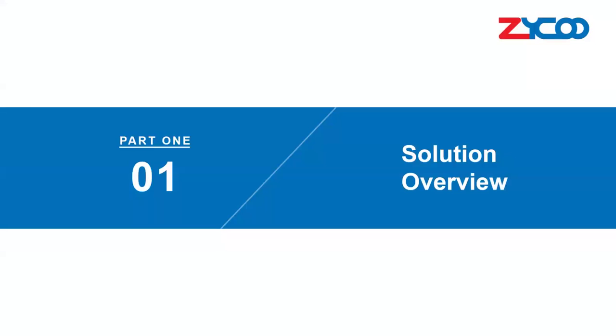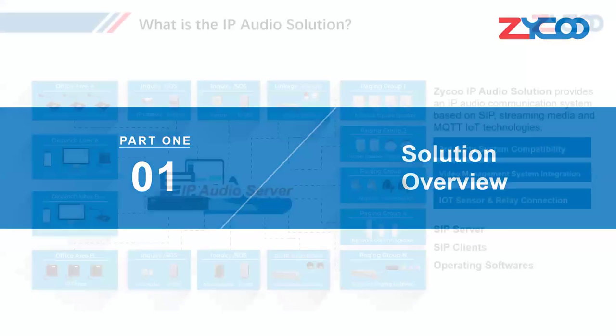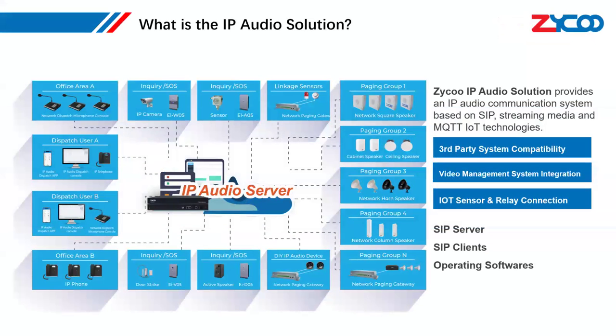So let's have a look at the IP audio solution. Our IP audio solution consists of 3 parts. One of them is the SIP server, which is the core and the engine of the whole solution. It's in charge of the calculation and the processing. It's like the human brain: every piece of data and information is gathered here, and the SIP server, like the brain, gives the instructions.